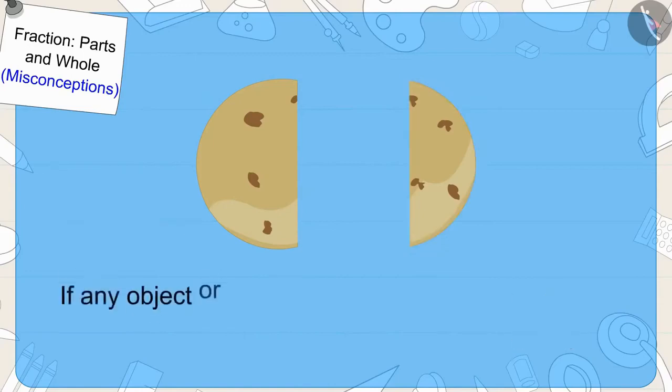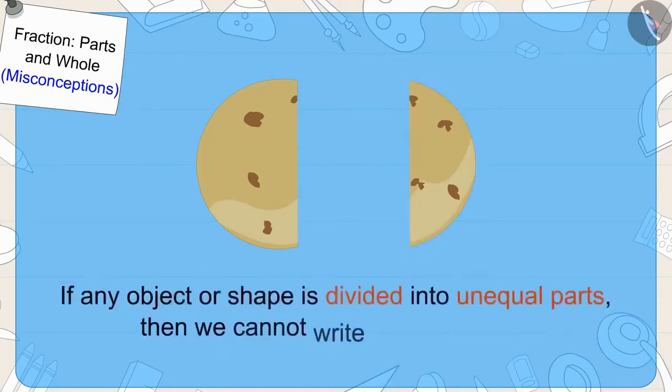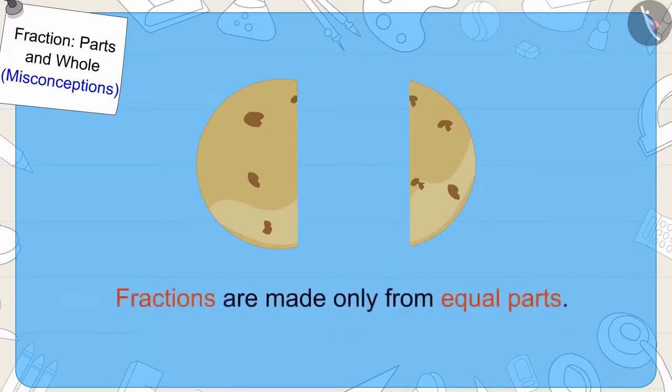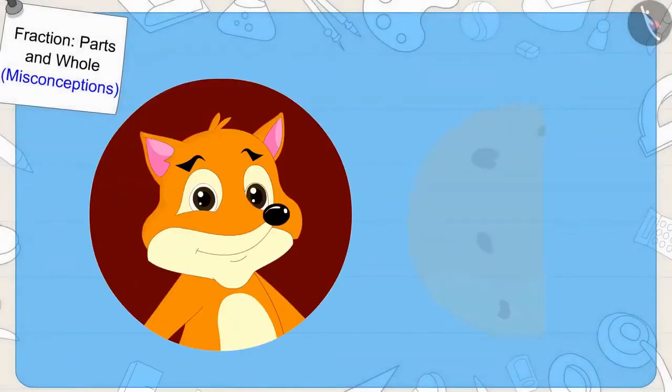Children, if any object or shape is divided into unequal parts, then we cannot write it as a fraction. Fractions are made only from equal parts. The fox cleverly ate the larger piece of chapati.